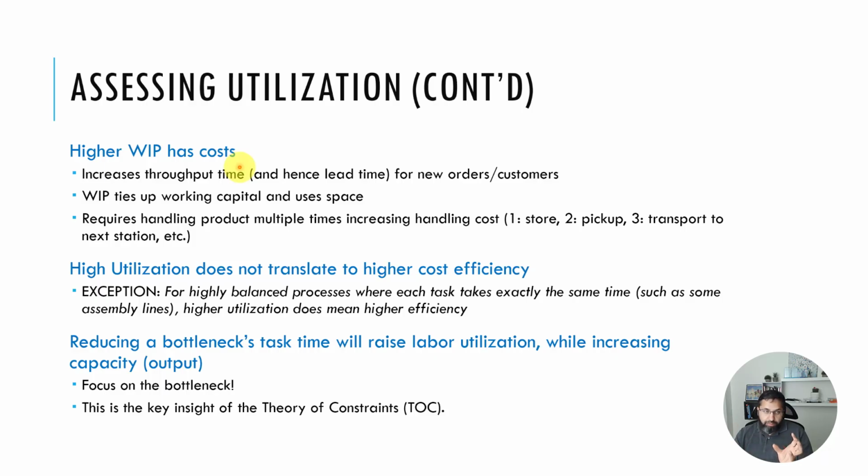Not every process step takes the same amount of time. So high utilization, this is a very important lesson. High utilization does not necessarily translate to higher cost efficiency. It can, but not necessarily. When can it translate to higher cost efficiency? For highly balanced processes where each task takes exactly the same time, such as highly balanced assembly lines, where you have a takt time in an assembly line.